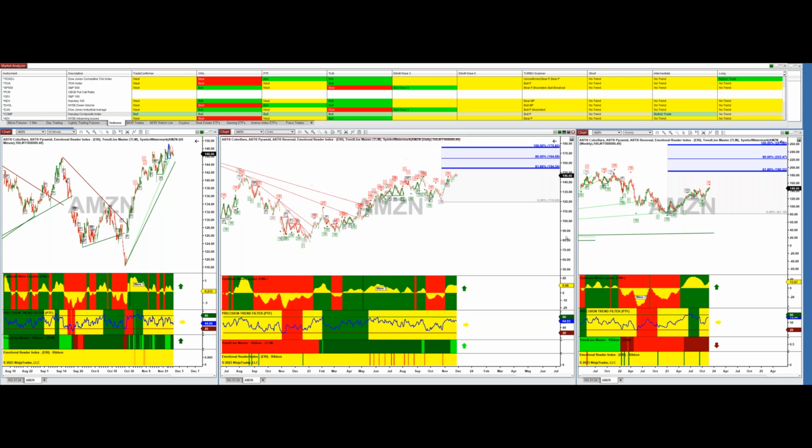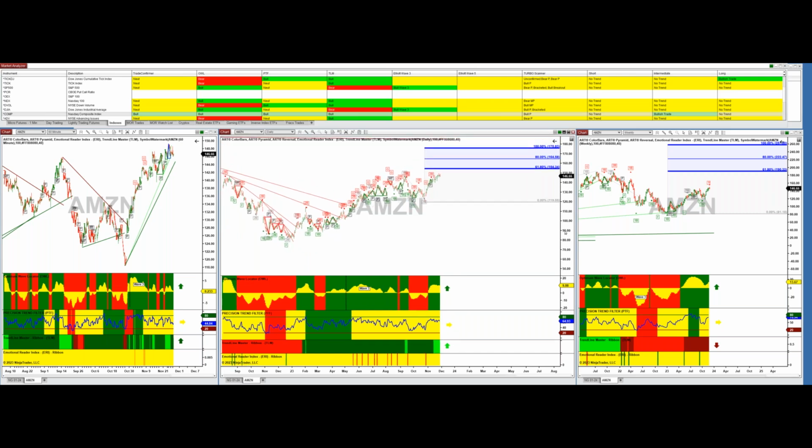So short term, I think you're good to about 154 to 175, and then you're going to have a pullback. But eventually that pullback should resolve itself in more highs. That's kind of the way I'm thinking about it.